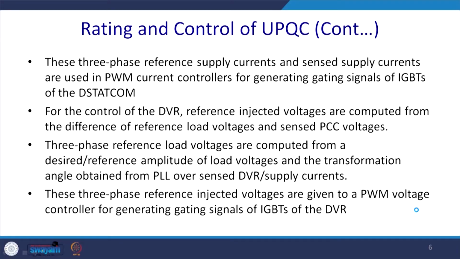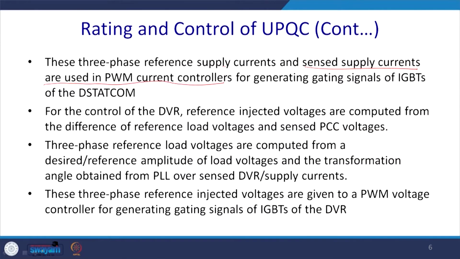So, these are the 3 reference supply currents. Generally, if you have a 3 phase 3 wire system, 2 reference currents are sufficient, and you can get the other current by subtraction from 0, and sense the supply current used in a PWM current controller for generating the gating signals for the IGBT and the DStatCom.